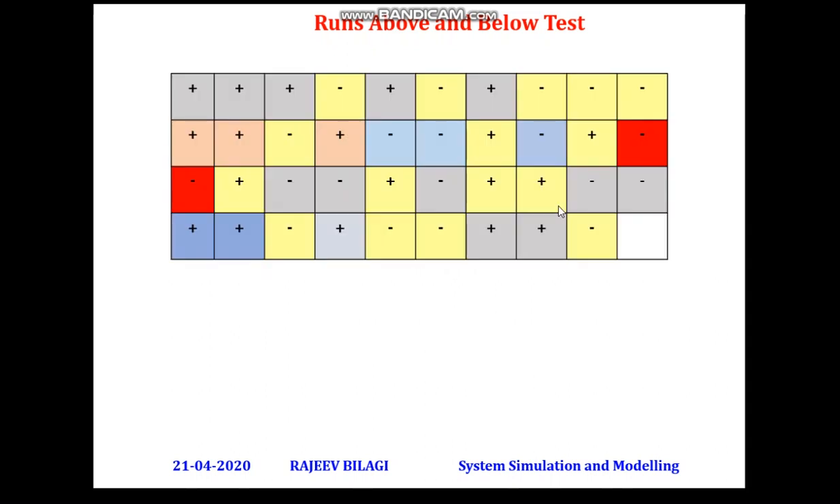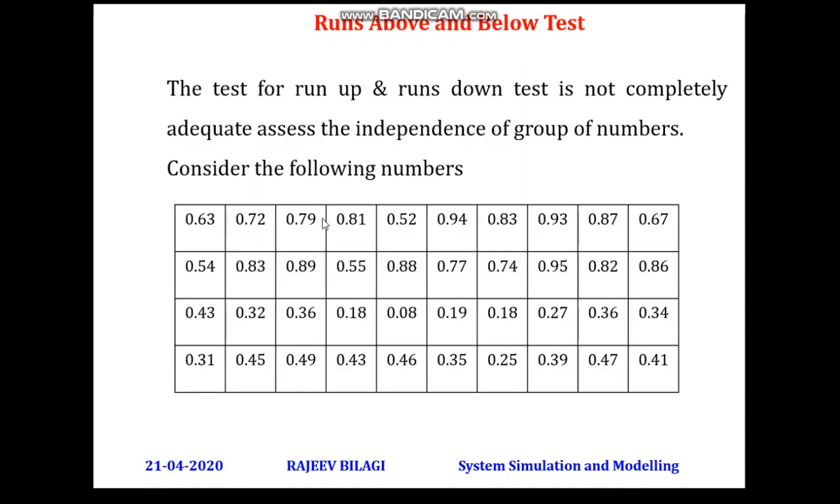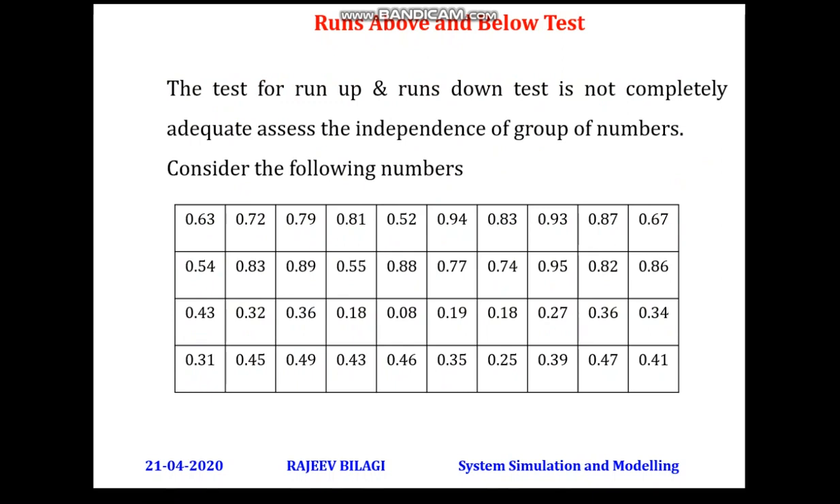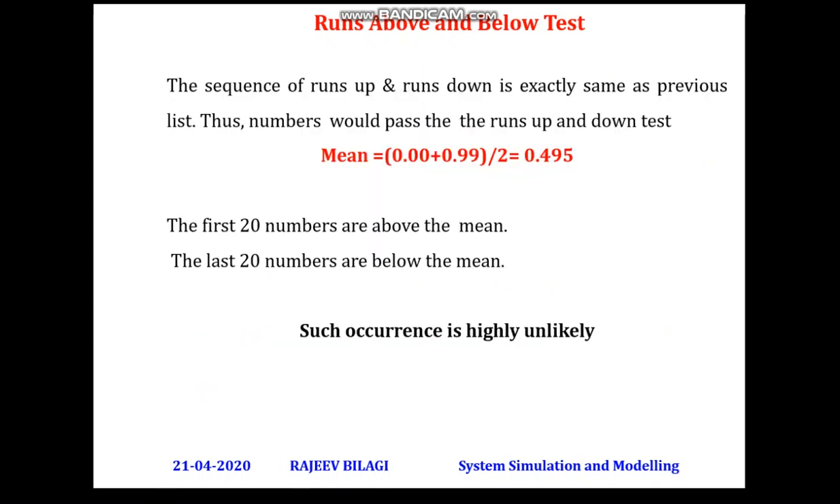Now if you look at this particular table, the first 20 numbers, the first two columns, the random numbers are greater than the mean value, that is 0.495, above the mean value. Now if you look at these last 20 numbers, even though these are all random, still the numbers are less than 0.495. Usually such a situation is highly unlikely, but still we are going to use this particular method in such cases.